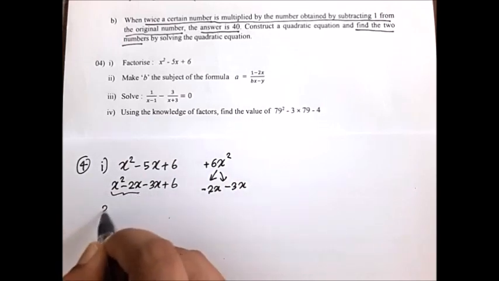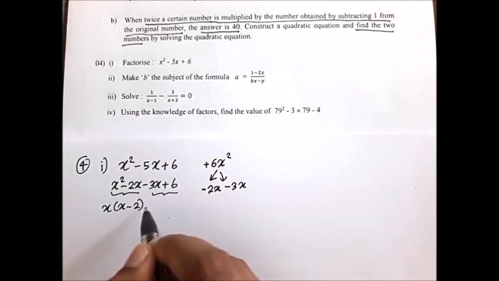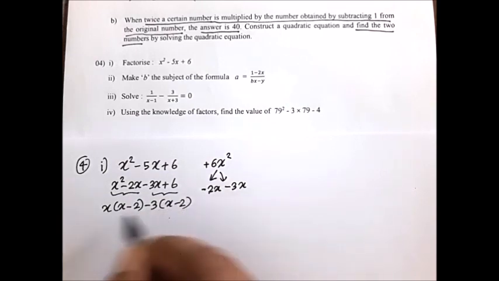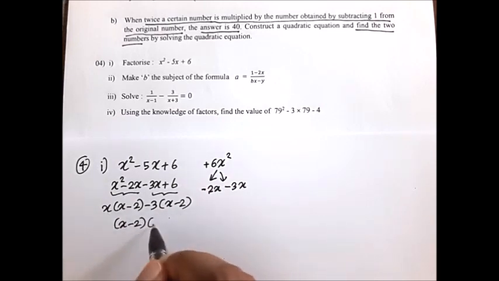Here take the common term out, x common, remaining x minus 2. Here take the common term out, minus 3 common, remaining x minus 2. X minus 2 is common to both. Take it out and the remaining is x minus 3. This is the answer.